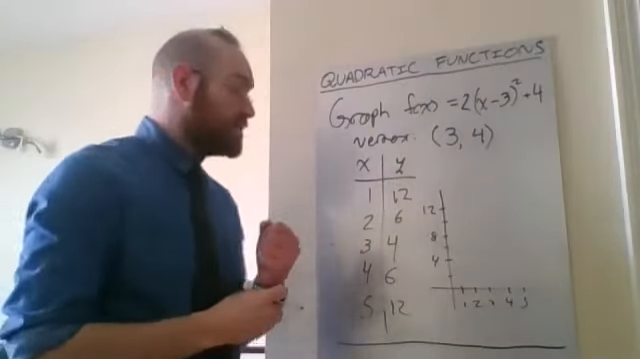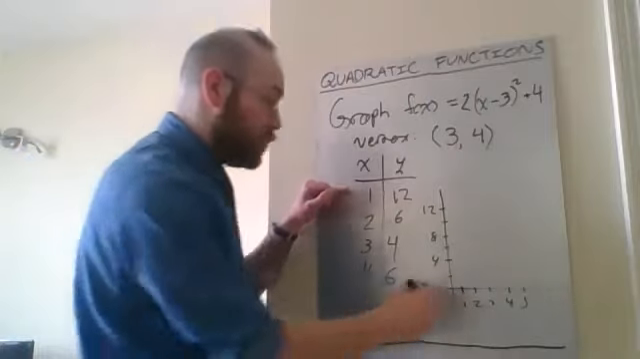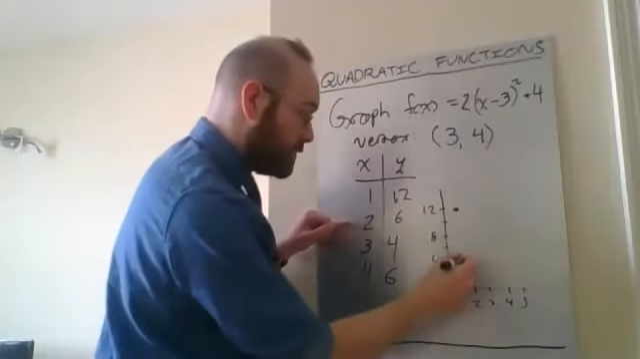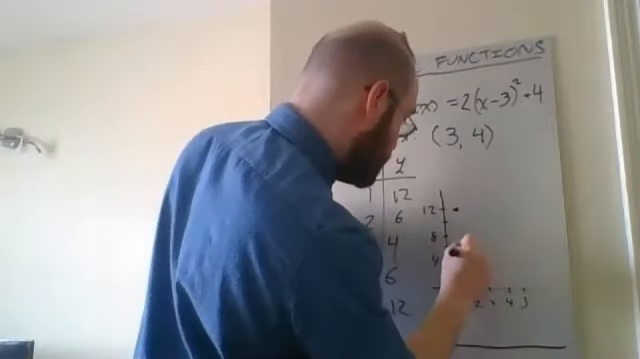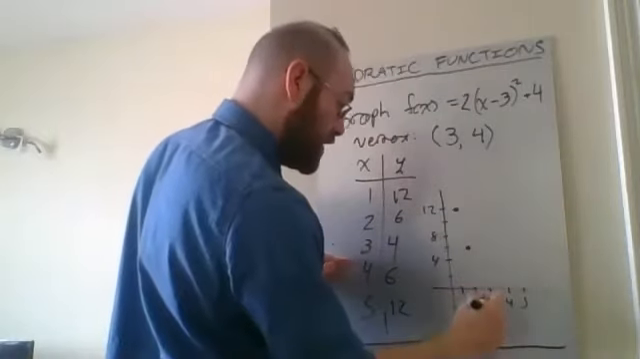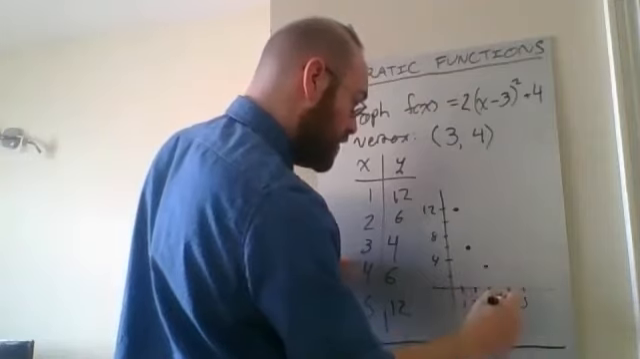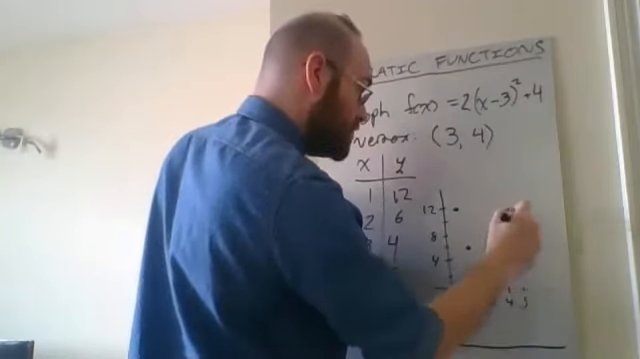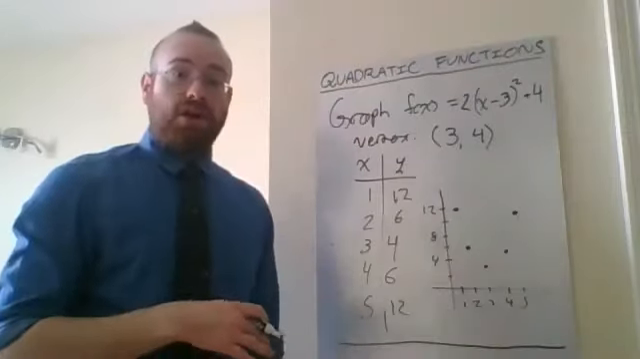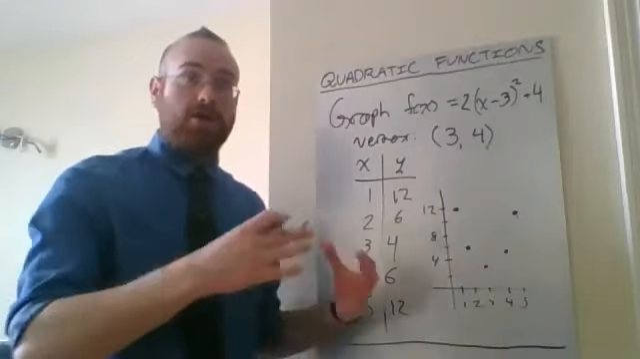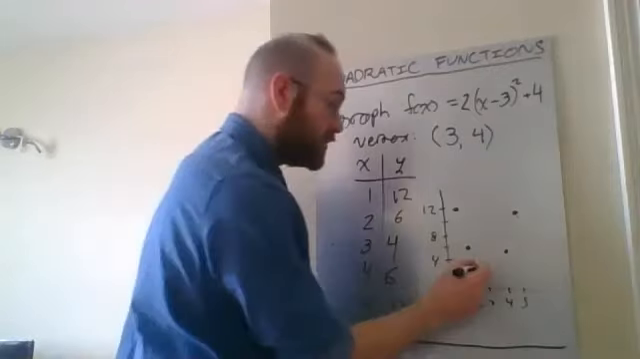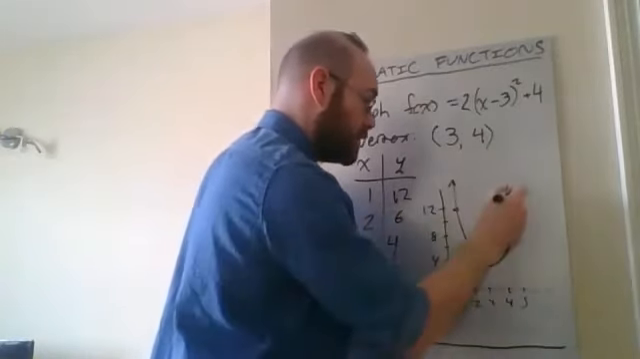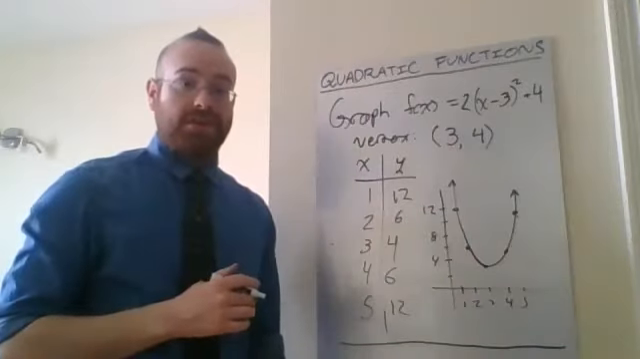So now I can plot each of my points. At 1, I come all the way up to 12. At 2, I come to 6. At 3, I come up to 4. And at 4, I come back up to 6. And then at 5, back up to 12. And you can already see that parabolic shape starting to form. So all I have to do is draw in the parabola itself.